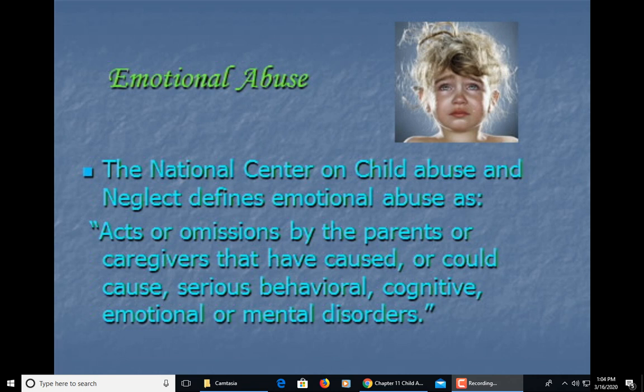Emotional abuse, pretty standard definition here. Causes or could cause serious behavioral, cognitive, emotional, or mental disorders. Studies have shown over and over that psychological abuse and emotional abuse cause a lot of long-term consequences. Think about this as a child. You get a beating, for lack of a better term. That might hurt at the time, but if you tell your child you wish you never had them or you wish they were never born, those words can stay there for a lifetime.